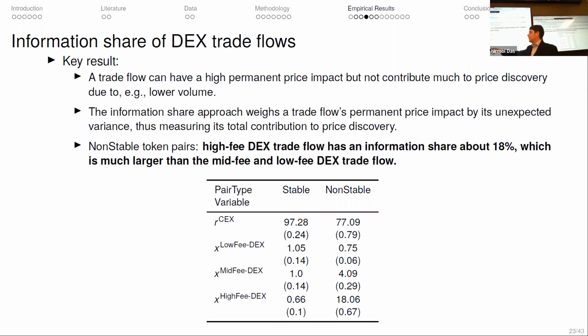And again, if we look at the table, first, the highest contribution to the information share comes from the centralized exchange return, in the sense that a shock today to the centralized exchange return has the highest impact on future returns on the centralized exchange, because there is always public information being exploited. But the question is, how about the contribution from the DEX trade flows? And here we see that the high fee DEX trade flow has a significantly larger information share compared to the low fee and mid fee DEX trade flows, which again captures the fact that there is more contribution to price discovery coming from the high fee DEX trade flows compared to the others.